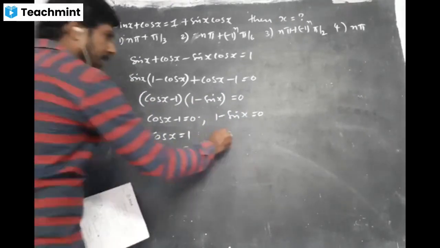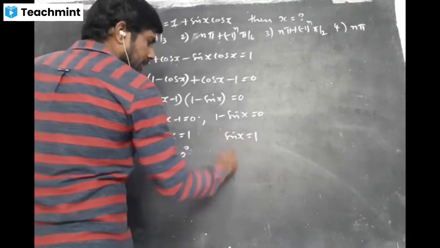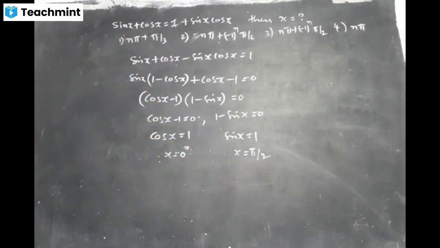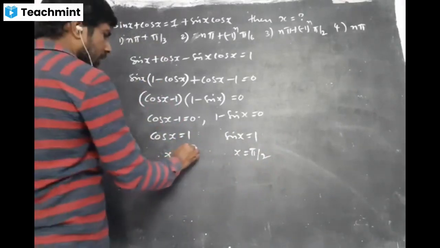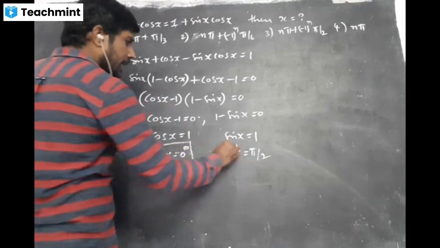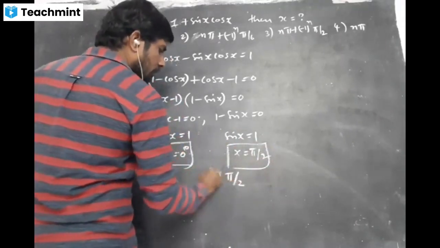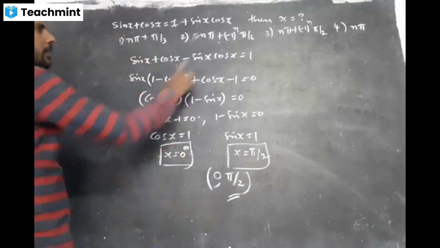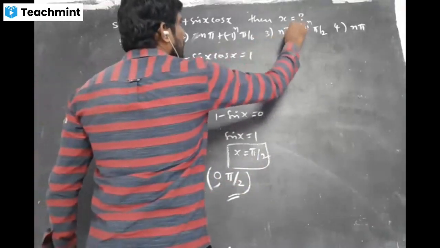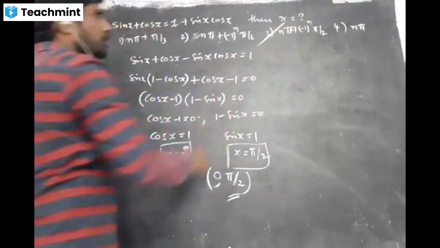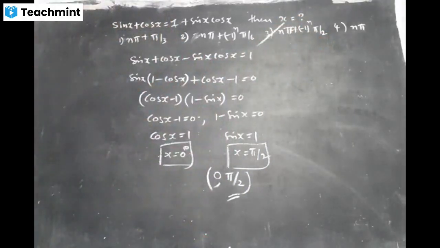And sin x is equal to 1, so x is equal to 90 degrees. So here we are calculating x is equal to 0 degrees and x is equal to pi by 2. The major range is 0 to pi by 2, so the highest value is pi by 2. The sine function formula is n pi plus minus 1 to the power of n into pi by 2. So our option is n pi plus minus 1 to the power of n into pi by 2. That is our solution.